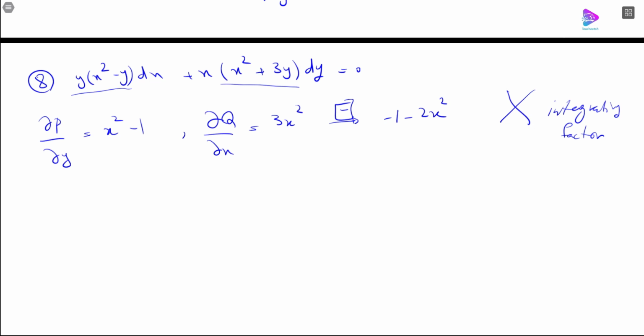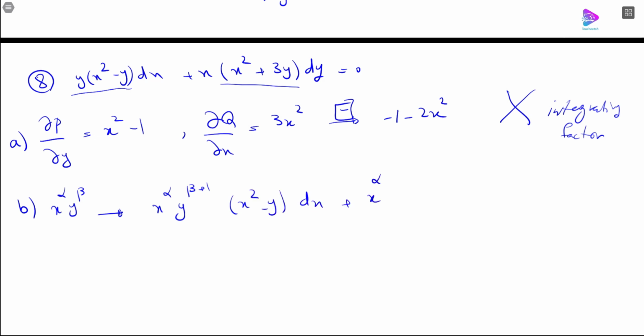So we're going to try another. I'm going to name this a. So in b we're going to say, okay, we'll try x to the alpha, y to the beta. So therefore we're going to have x alpha y beta plus 1 times x squared minus y dx plus x alpha plus 1 y beta times x squared plus 3y dy is equal to 0.